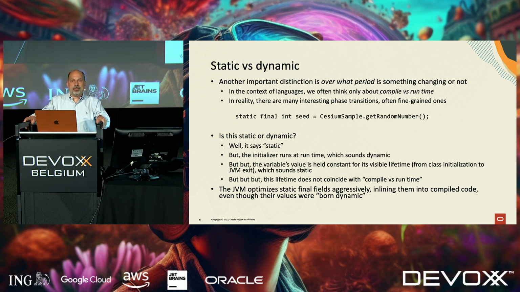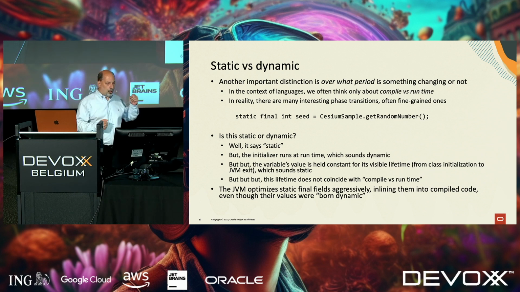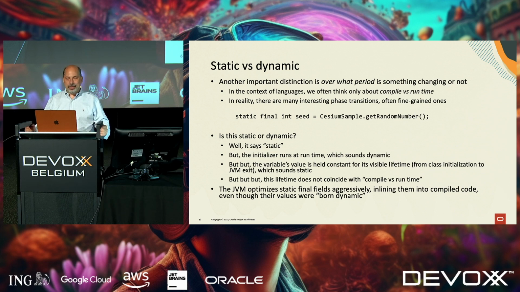So earlier I described the naive division of compile time versus runtime, which is usually the thing that comes to mind when we talk about something being done statically or dynamically. But in reality, there are many interesting phase transitions in a program, where something that happens before a phase transition and is held constant throughout the next phase is called static, even though it was dynamic in the previous phase. As an example of that, take a line of code like this, where we say static final int seed equals, and then we go off to the hardware randomness source and we ask it for a random number.